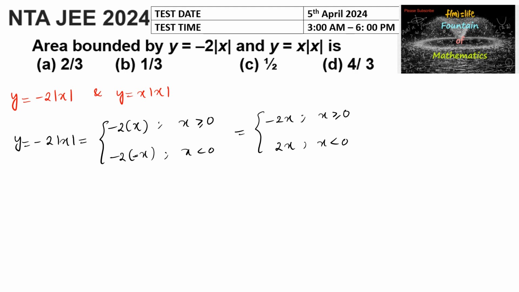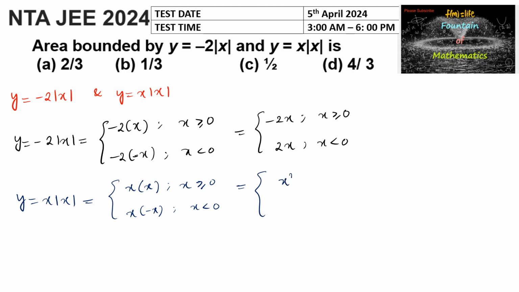And coming to the next one, y equals x mod x, which equals x into mod x, which can be taken as plus x when x is greater than or equal to 0, and again x into negative x when x is less than 0. So which implies x into x is x square when x is greater than or equal to 0, and negative x square when x is less than 0.